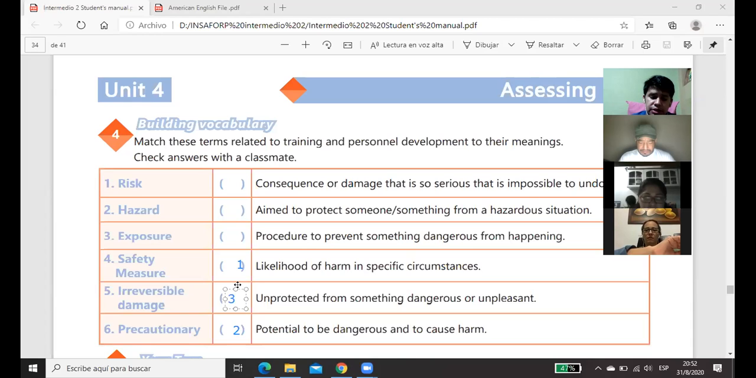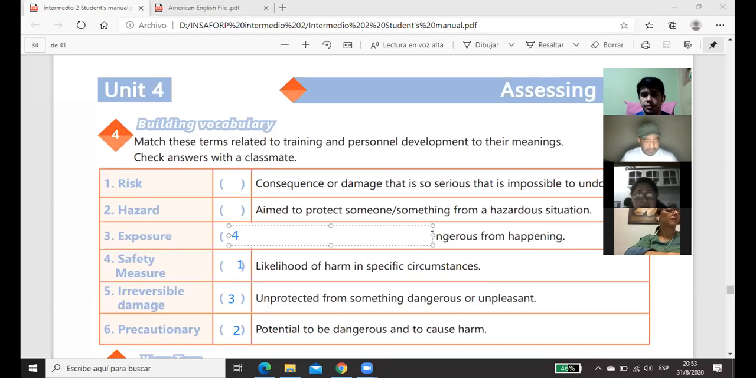Does anybody else agree or disagree on that one? Safety measure. A procedure to prevent something dangerous from happening. All right. Yes, it's rather a procedure, like a protocol for you to be ready or prepare yourself for something dangerous. I like it. Great. Thank you, guys. So that'll be over here. It's rather a procedure.